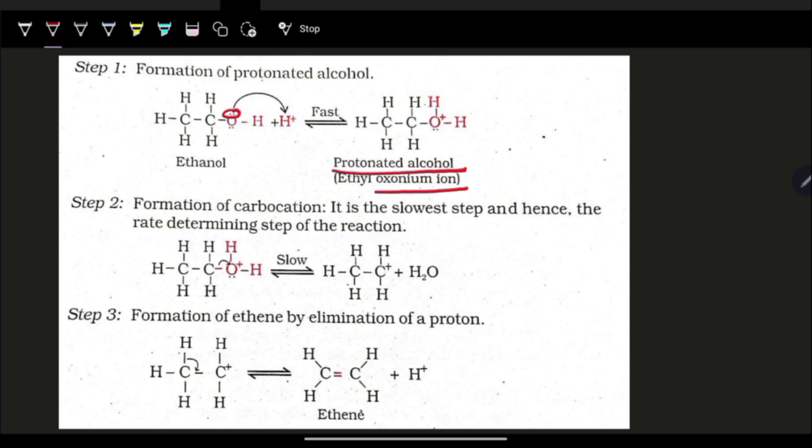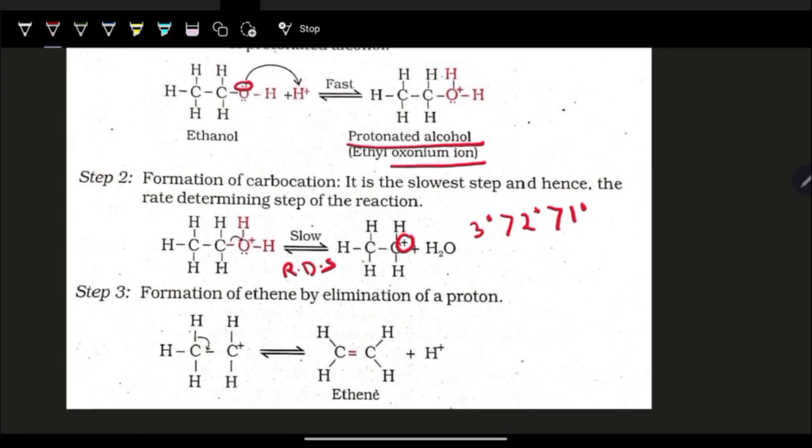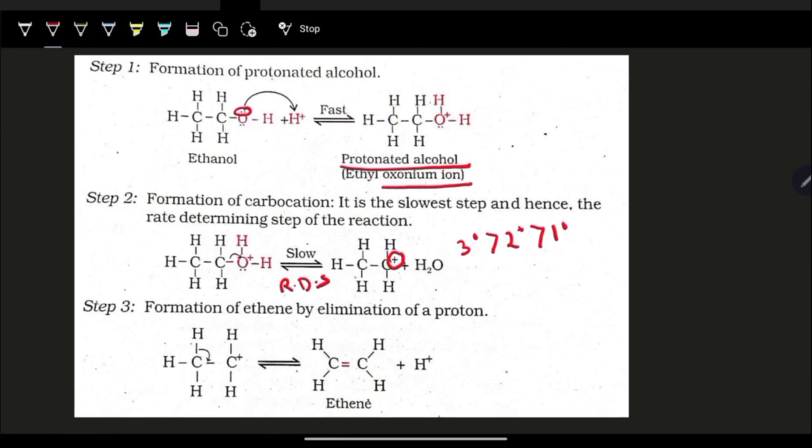My slow step, the rate determining step, is the second step, because there is formation of a carbocation, and here a 3-degree carbocation will be more stable than 2-degree, which will be more stable than 1-degree. So for the alcohols, the reaction rate also follows the same order. Now here we can see that the oxygen wants to become neutral, and so it takes the electrons from the carbon-oxygen bond. Now you get a carbocation. Now there is finally elimination.